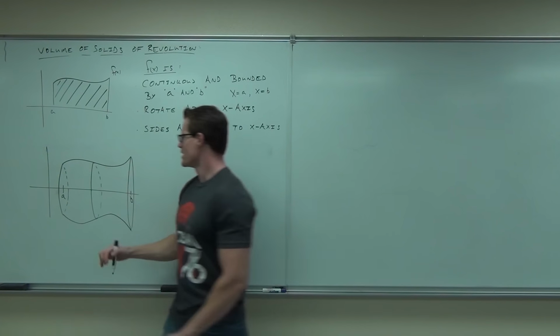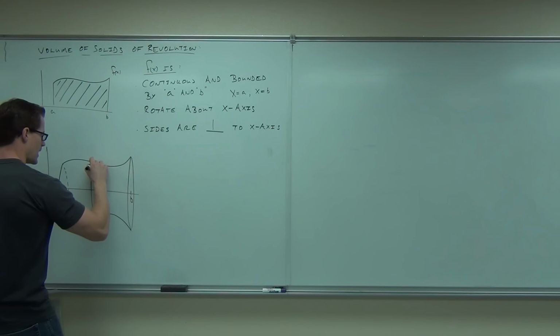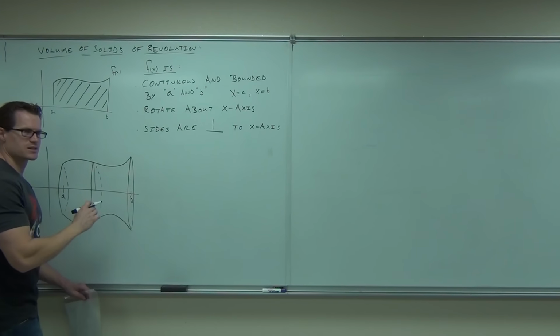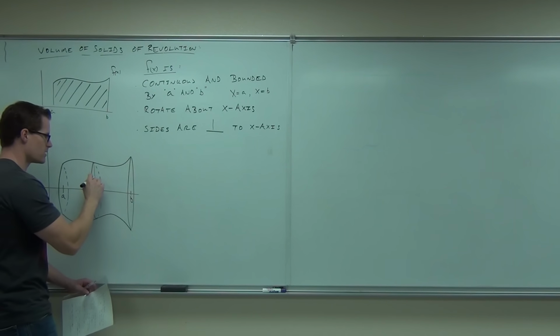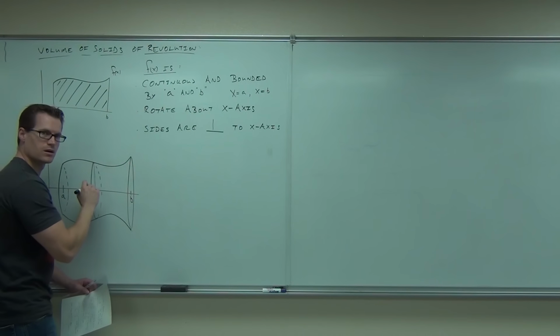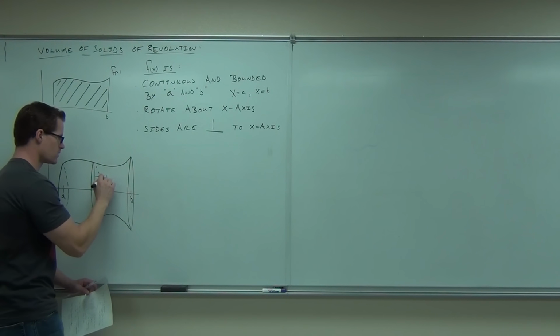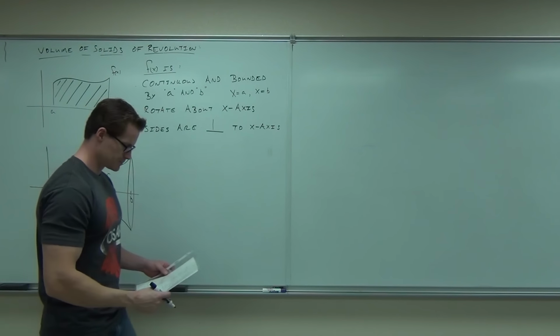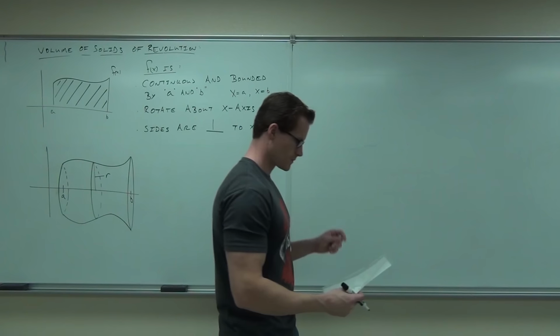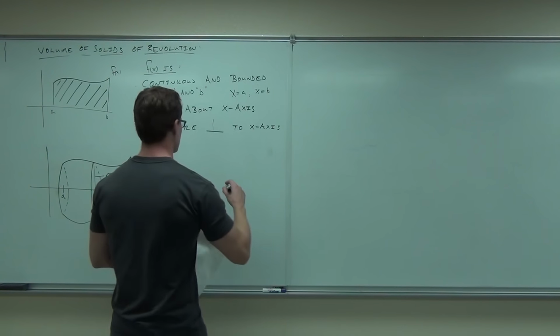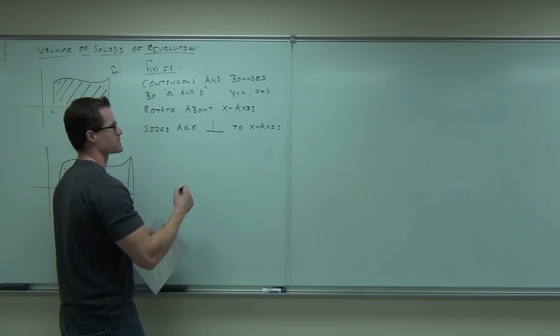So every one of these, if I look at the slice, it's going to have a distance. What do we call that distance? If this is my shape, what do we call that? Say what? Radius, that's right. Now, what we're going to do is find the volume by slicing.